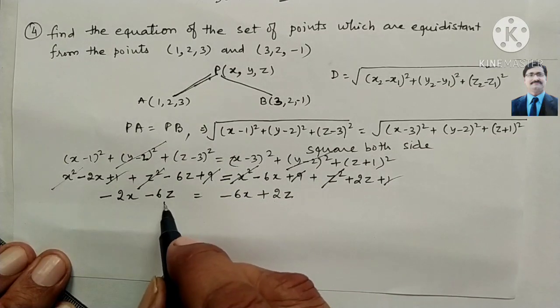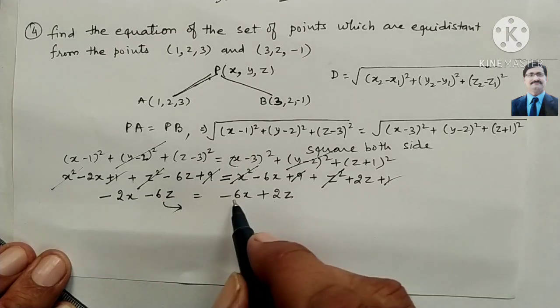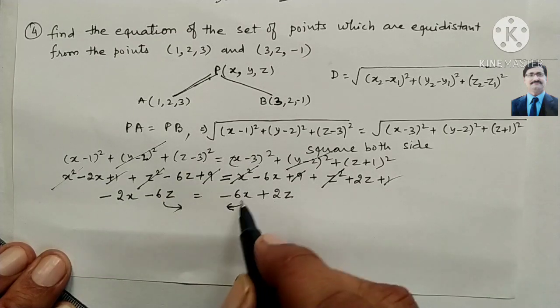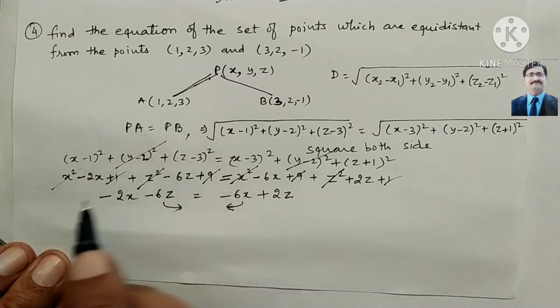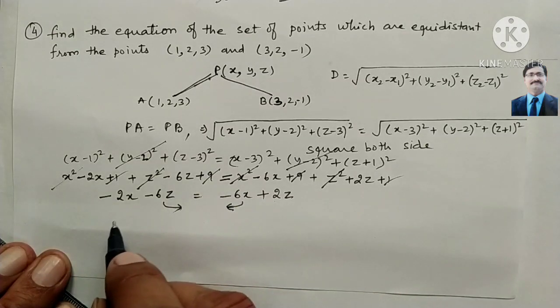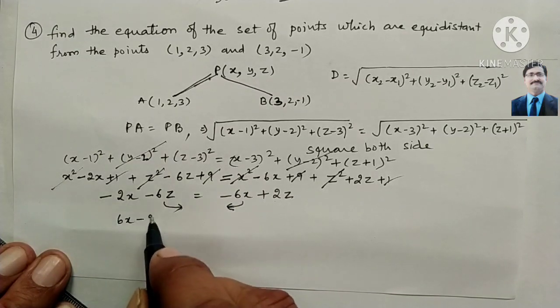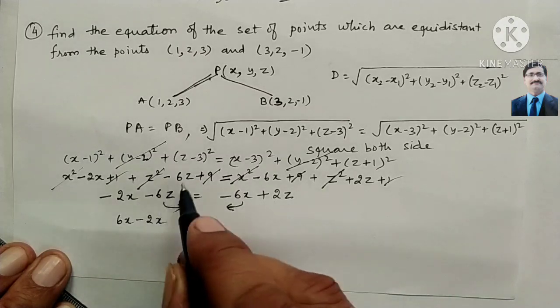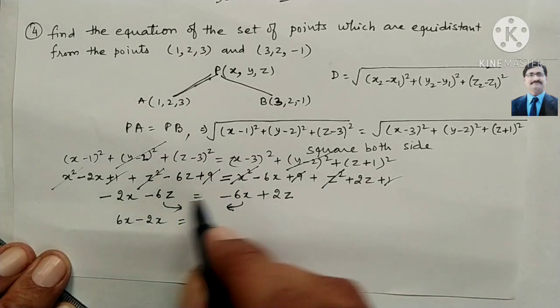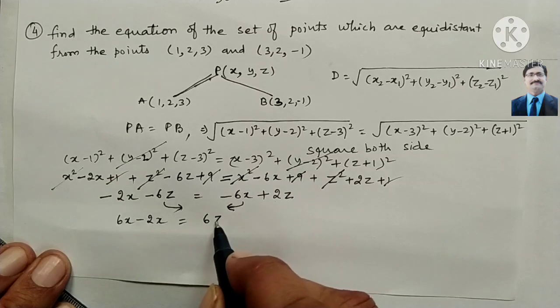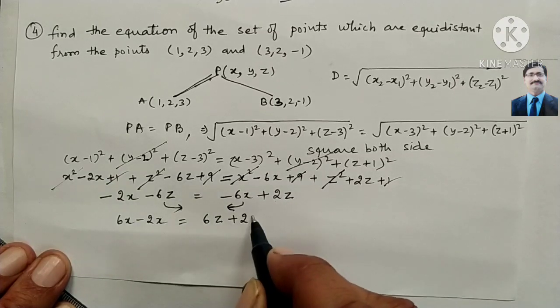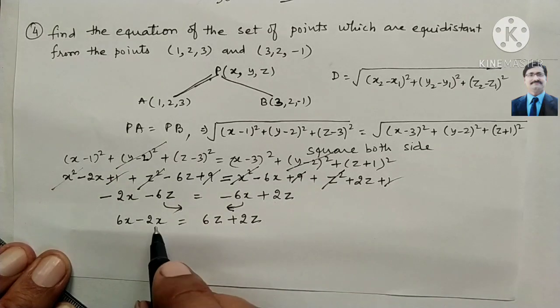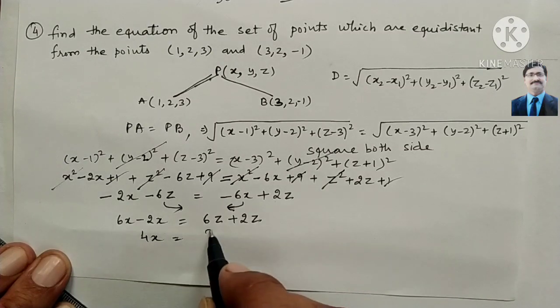This 6z we transfer to the right hand side, and 6x we transfer to the left hand side. 6x is negative, so when we transfer it will become positive. 6x and the minus 2x are as they are, and minus 6z we transfer, this will be plus 6z, and here is plus 2z already we have. So 6x minus 2x will be 4x, and here 6 and 2 is 8z.